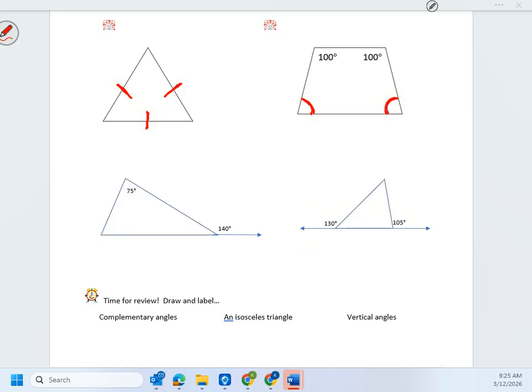So we know they're congruent. We know 100 degrees and 100 degrees. We know our magic number is what? Claire? 360. So I'm going to take away the 2 that I know. 360 minus 100 minus 100. That gives me 160. So I have 160 degrees left.